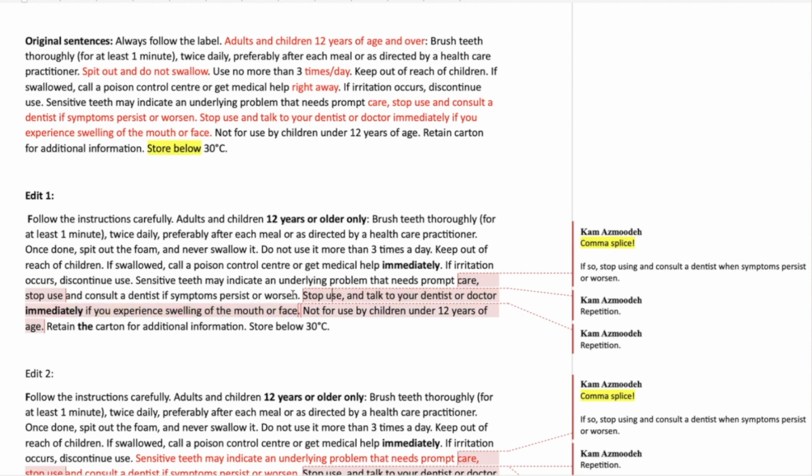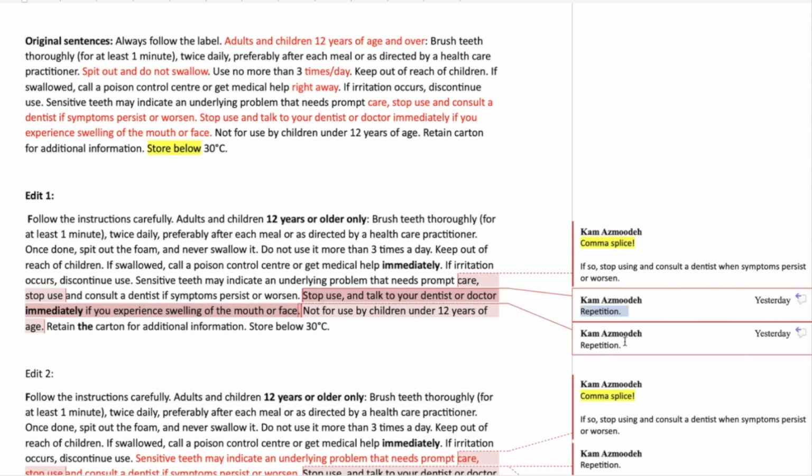Now, again, we have the same kind of thing happening right here, speaking of the underlying problems. Okay, so in a sense, there's some sort of repetition going on. So take a look at this repetition. Stop use and talk to your dentist or doctor immediately if you experience swelling of the mouth or face. Because we're talking about the problems or the symptoms or some sort of underlying problems, going back to experiencing swelling of the mouth or face is basically some sort of repetition that I've got here for you guys.